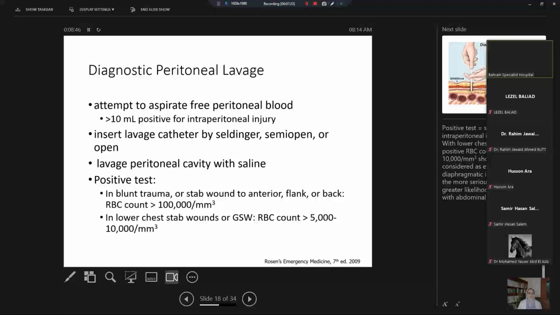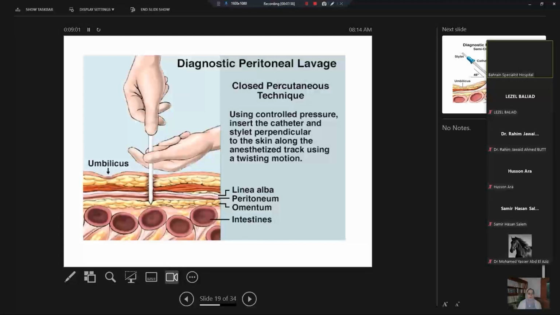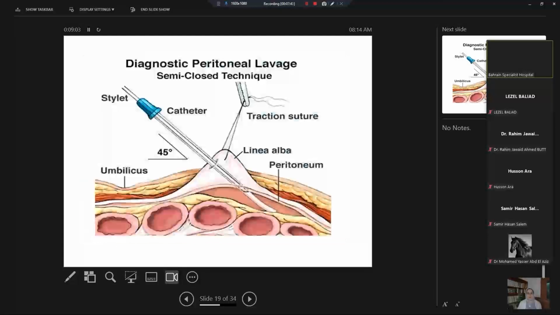The positive test in blunt trauma or stab wound to anterior flank or back is if we have an RBC count of more than 100,000, and in lower chest stab wounds, we have RBCs more than 5,000. This is the technique of the DPL.